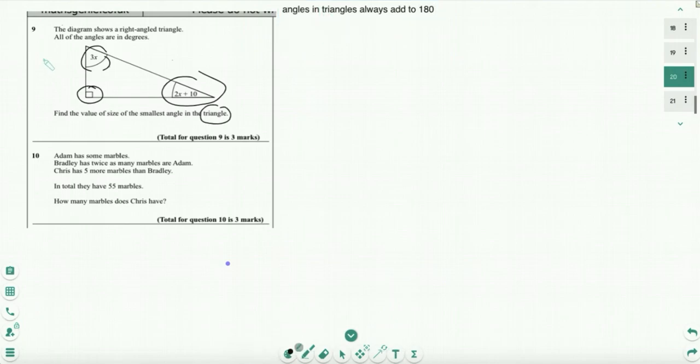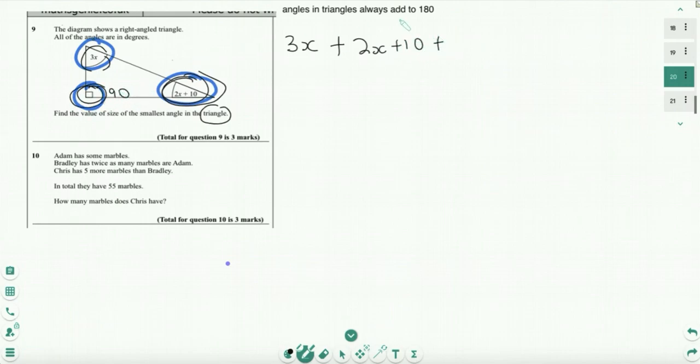Therefore, this plus this plus this must add up to 180. So I just write it out. 3x plus 2x plus 10 plus, well, this is a right angle, it has to be 90 degrees, plus 90. All of these angles must equal 180.